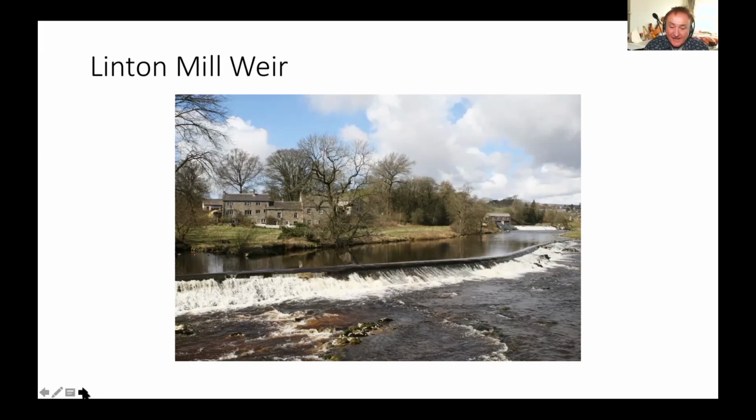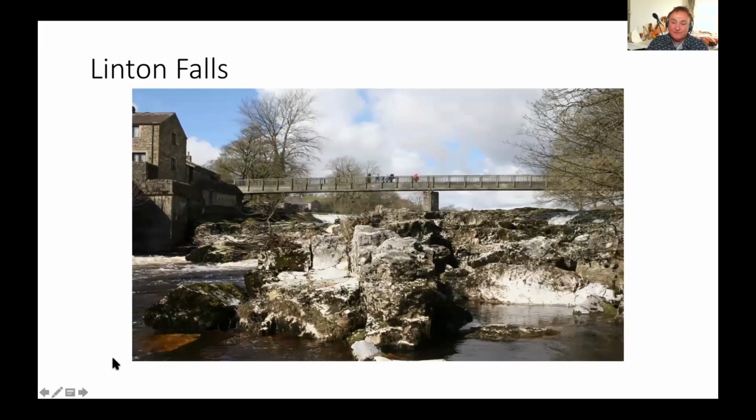And then further down, we've got the Linton Falls. Like I say, you can still see the mill leat weir just across there, so they're next to one another. And this is part of the Craven Fault. It's around about 33 miles long. It's the one that includes Malham Cove.